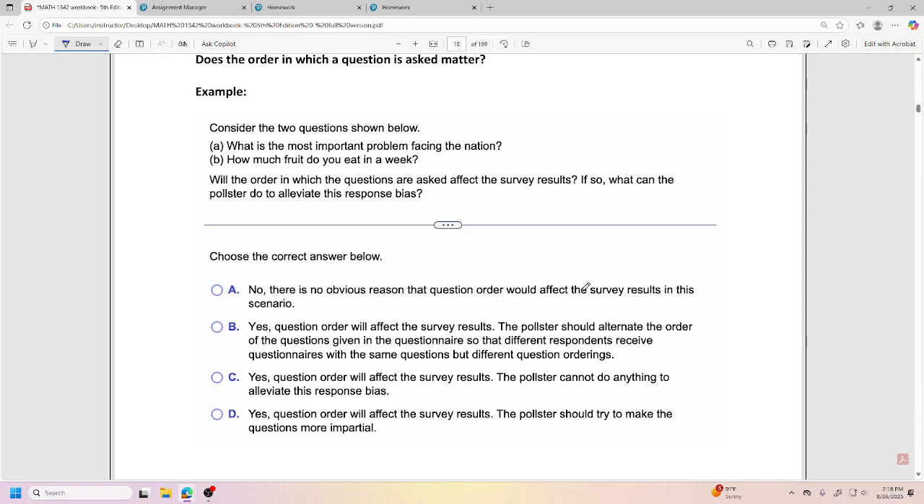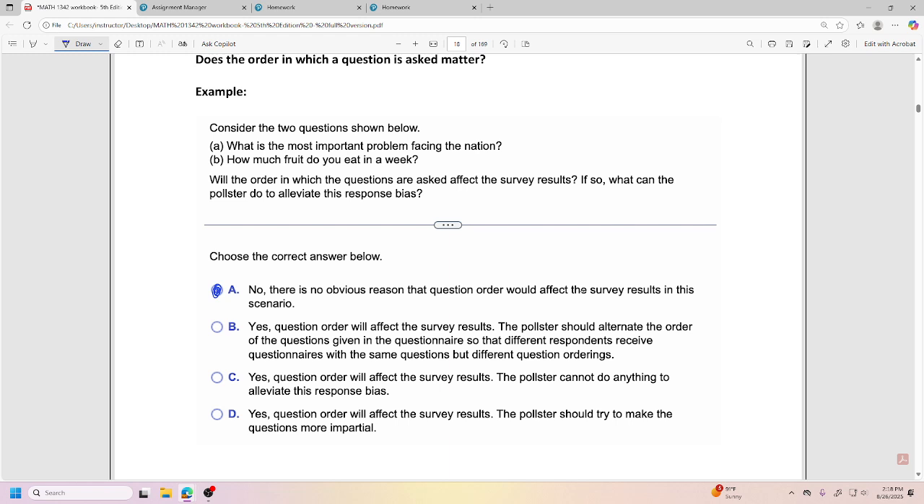So they're saying, does the order of the questions matter? The two questions here: what's the most important problem in the nation? Or what kind of fruit do you like? It's kind of weird to ask those in the same survey. So is the way you ask them important? I would normally say yes. I'm going to give you the My Math Lab answer. It's a no. That's your homework.